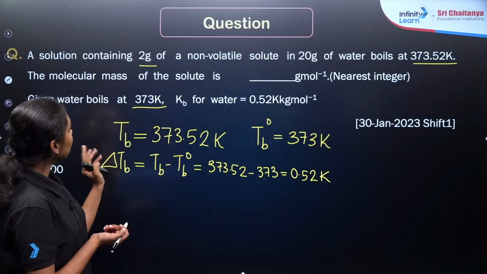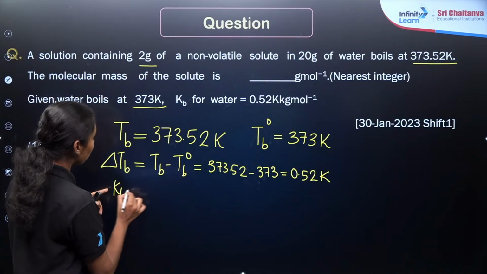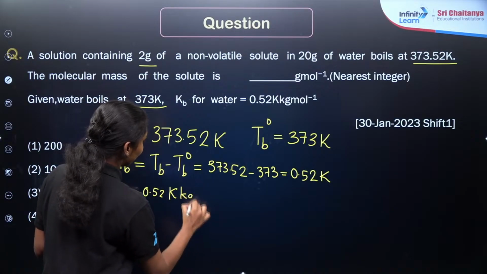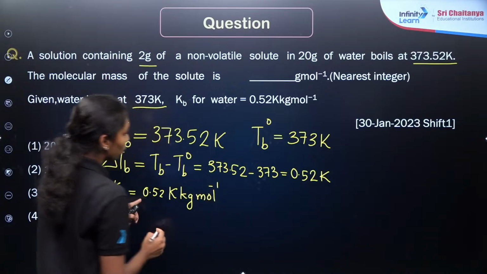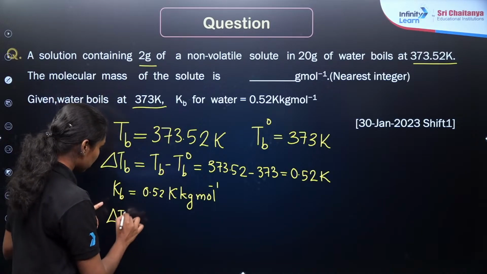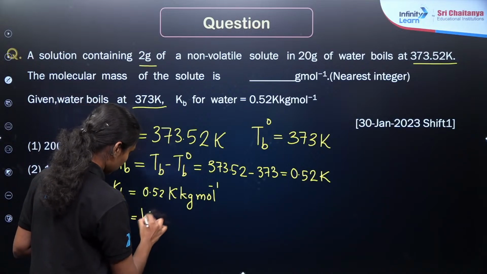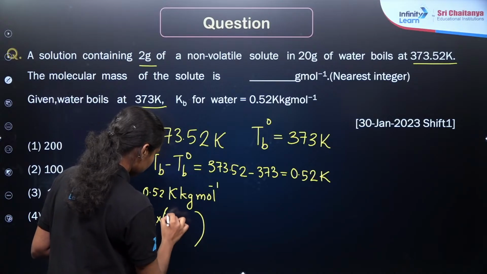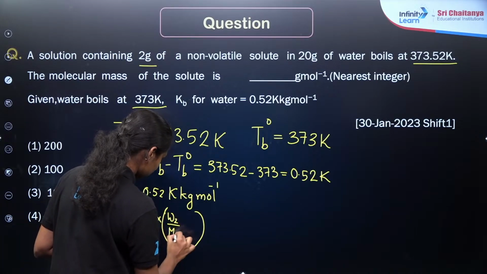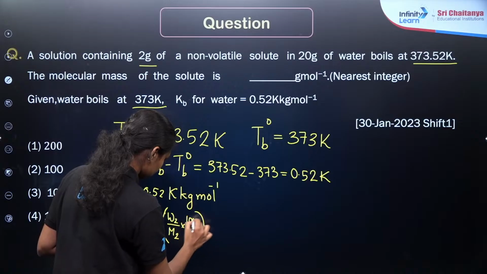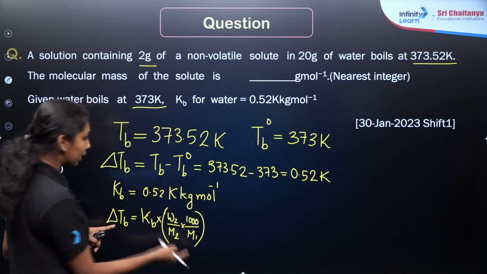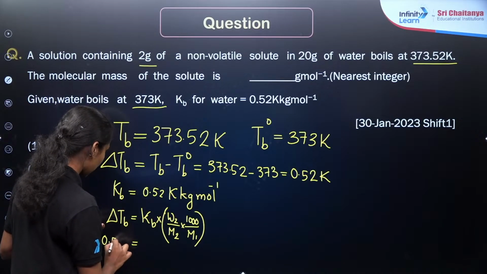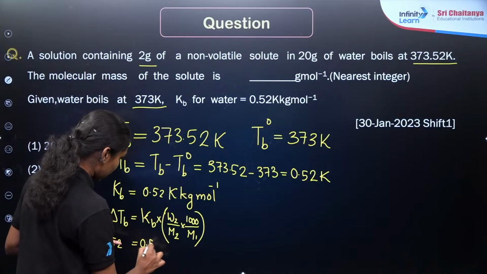Then, what is the other data given here? KB is already given. KB is equal to 0.52 kilogram Kelvin per mole. So, as we already know, delta TB is equal to KB into m. If you are taking the m value here, this will be the equation to calculate the delta TB, right? So put the values of data given here. Delta TB is equal to 0.52 again.